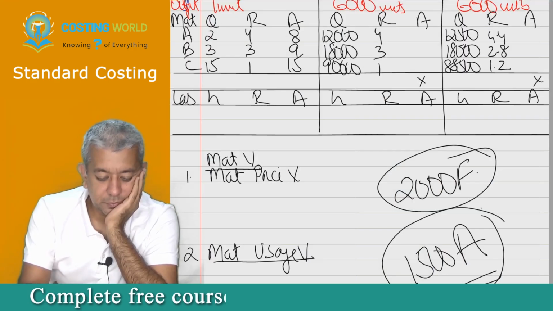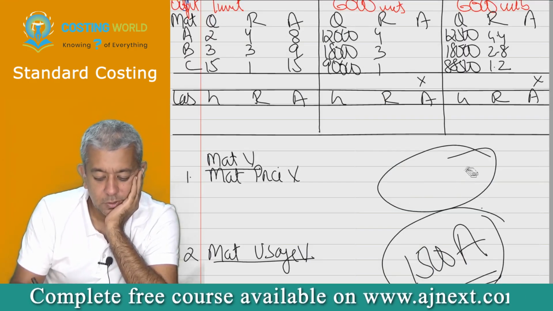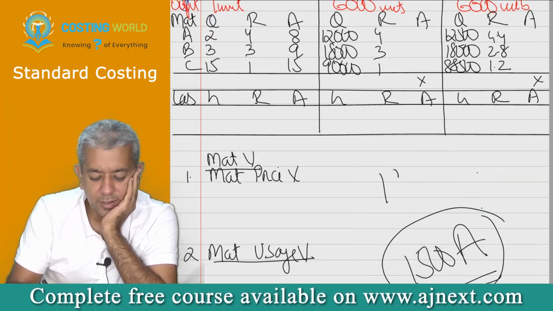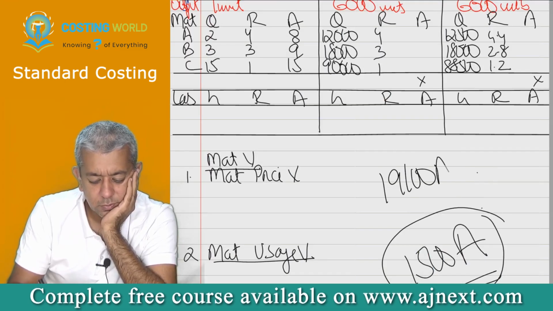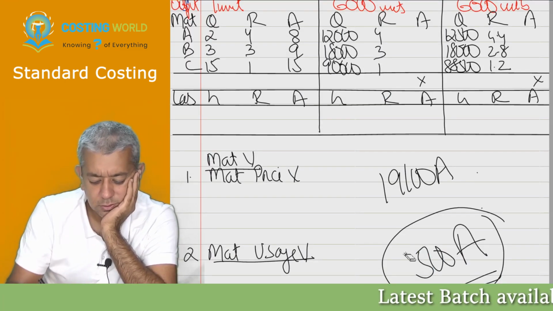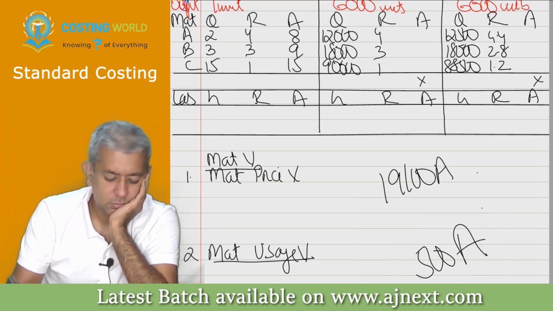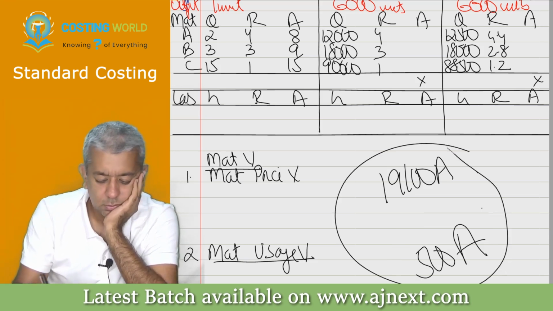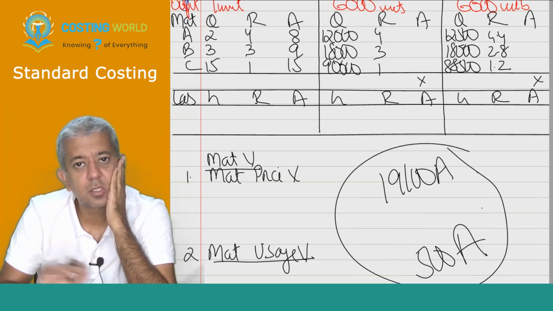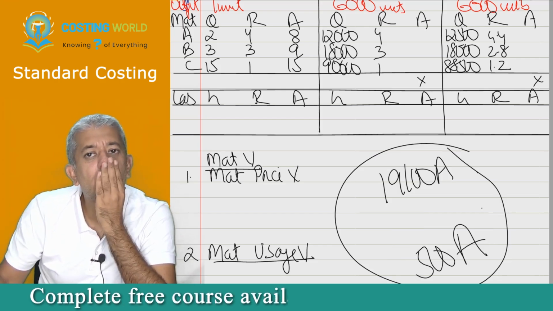Okay, correct. 19,100 adverse or what? Yes, sir. And the other one is 500. Everybody got these two answers? Okay, now listen.